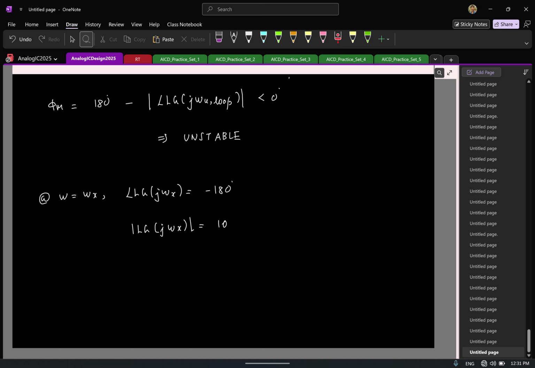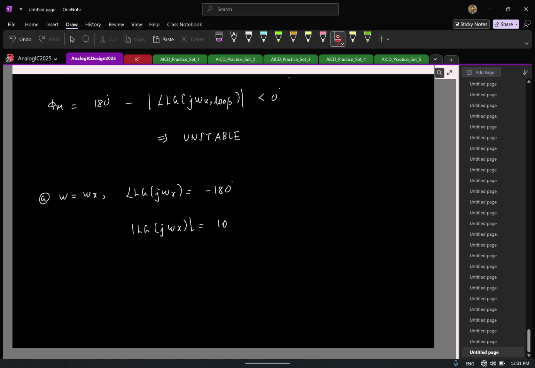Unstable. Why? Because when the gain reduces to 1, then the phase will be even more than 180. Okay, let's hold on. Let's put a pin on that. Anyone else? Why? Because we don't know at unity what is the gain. I mean, at unity gain frequency, we know the gain. What is it that we don't know?